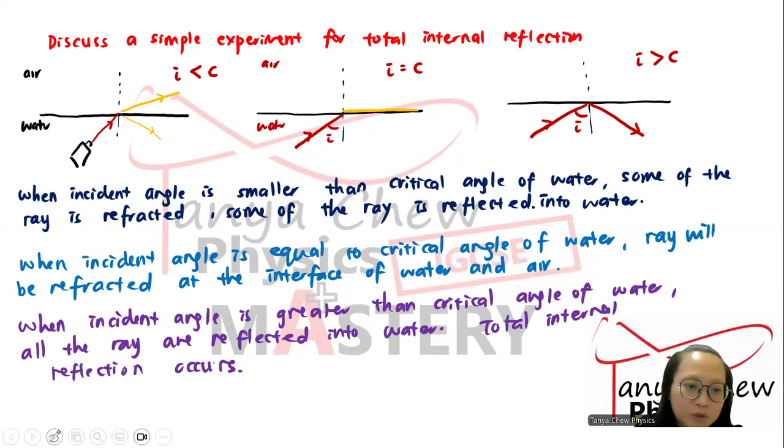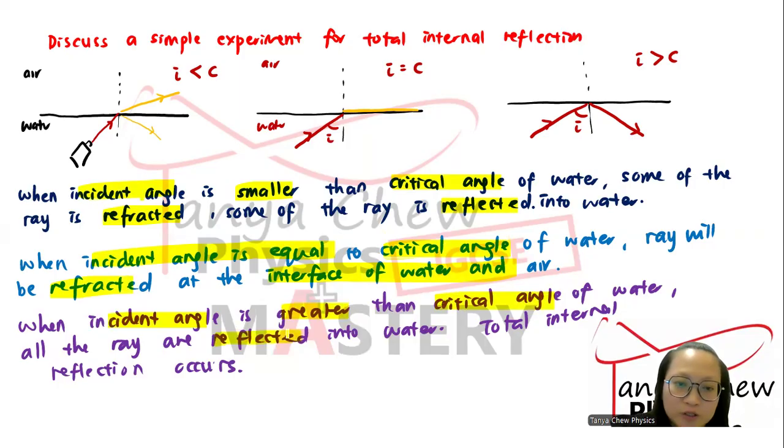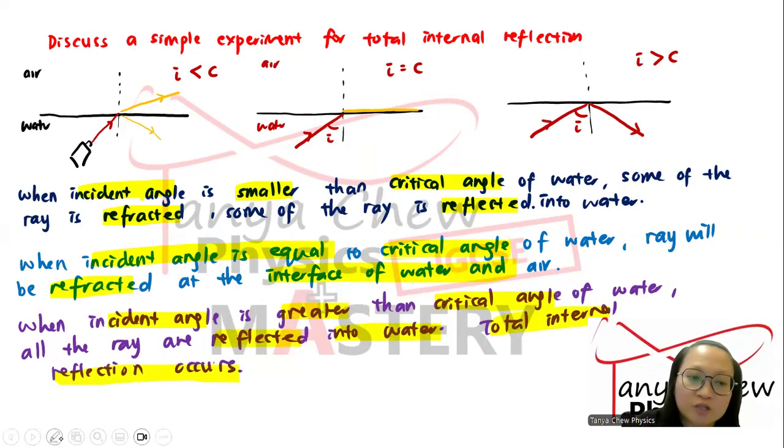Okay, now the keywords are: incident angle smaller than the critical angle, I want to see refracted and reflected. Incident angle equal to the critical angle, refracted at 90 degrees or along the interface. Incident angle greater than the critical angle, I want to see reflected into the denser medium. Total internal reflection has already occurred. That's all.